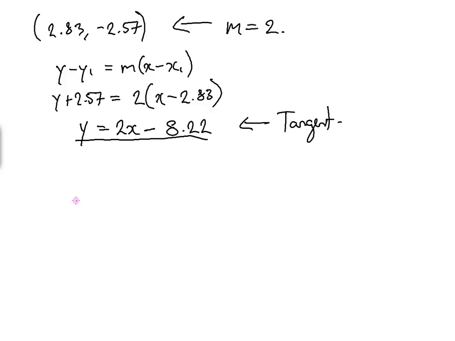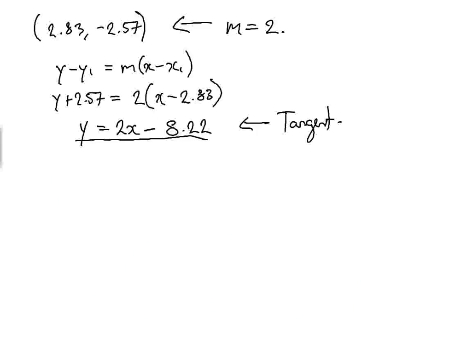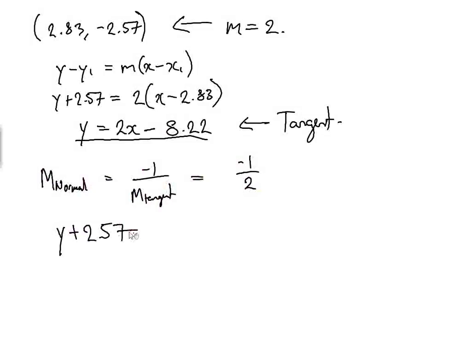To find the normal, I do a very similar procedure. I'm asked to find the normal next, right? Find the equation of the tangent and the normal at that point. So how do I find the equation of the normal? Same thing, except now the gradient of the normal is equal to negative 1 over the gradient of the tangent. So it's going to be negative 1 over 2. So same thing, y plus 2.57 is equal to negative 1 over 2 times x minus 2.83.